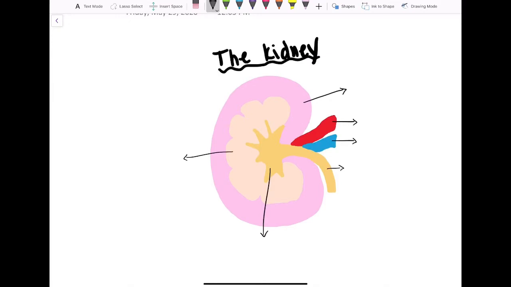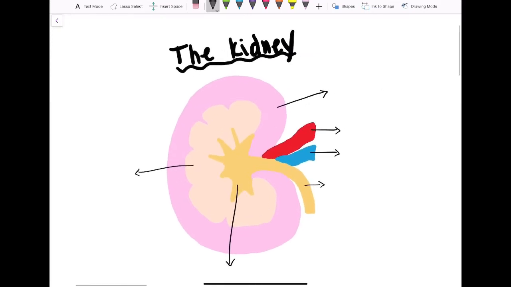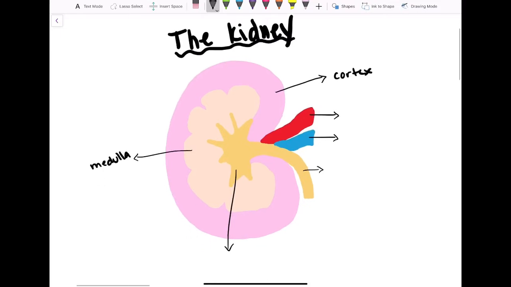Before we talk about the function of the kidneys, let's go over the main components that make up the kidney. The outer layer of the kidney is called the renal cortex. The next layer is called the renal medulla, and the innermost layer is called the renal pelvis. The renal pelvis flows down to the ureter. There is also the renal artery and the renal vein.